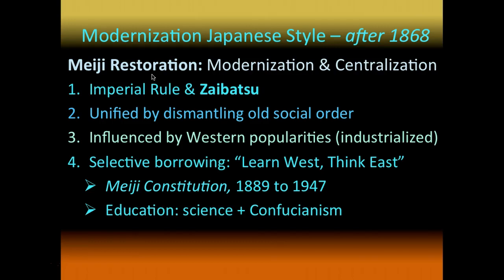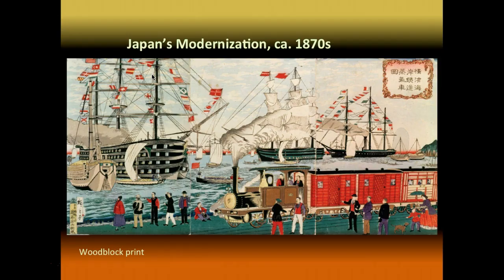Let's look at a few images here. Image is a railroad, and it displays the modernization in Japan. As in Europe, railroads really quickly became a popular symbol of the country's modernization. And this is a woodblock print from the 1870s.